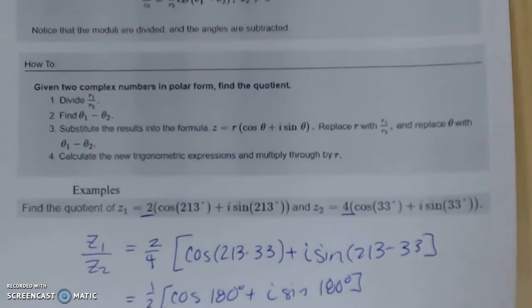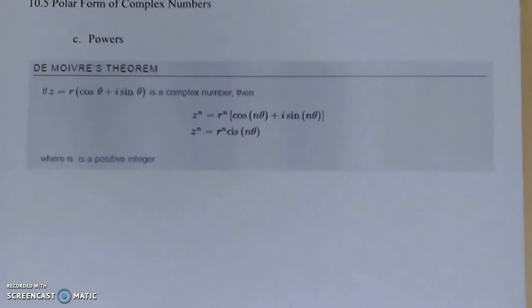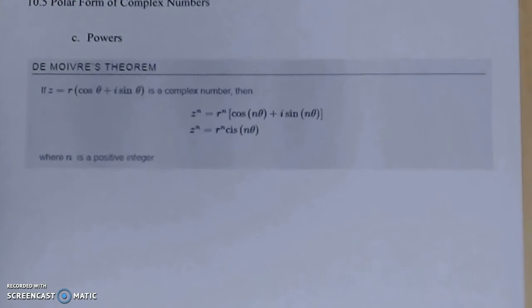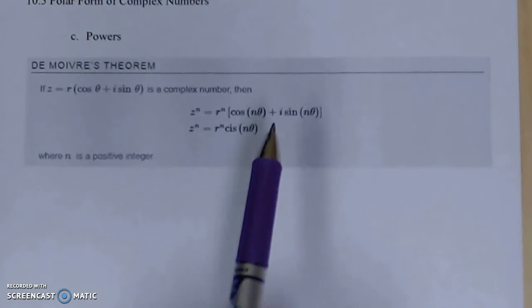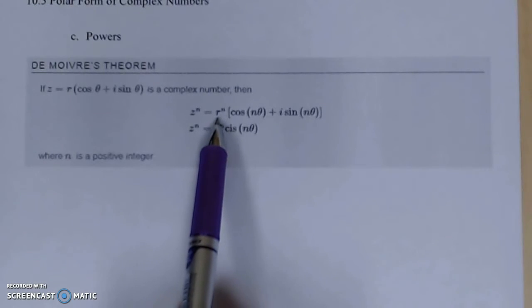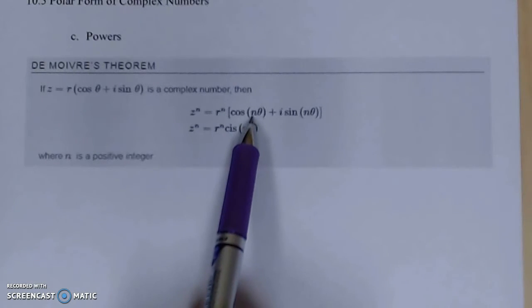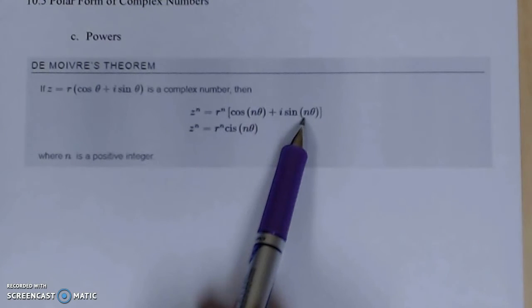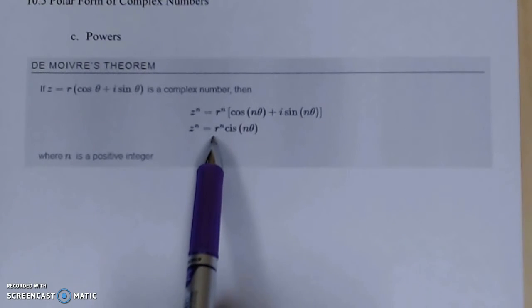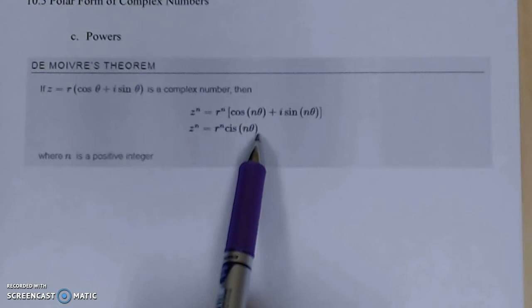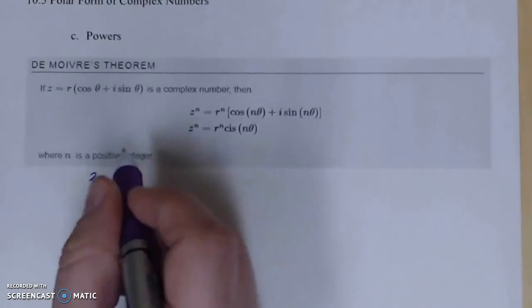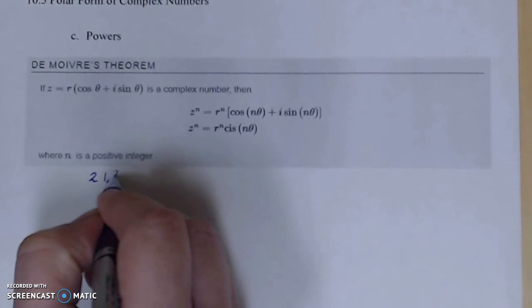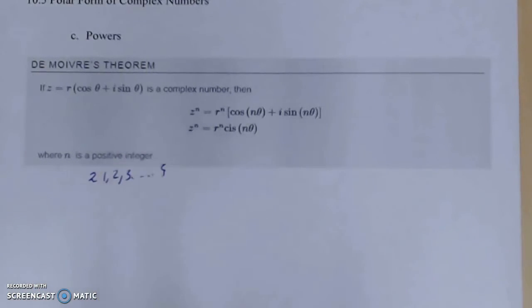So I just want to do some quick examples with the quotient. I want to expose you to the powers. And so it says powers is this theorem here, that if z is equal to r cosine theta plus i sine theta as a complex number, then you can raise your r to a power and then multiply that same number times your thetas and get r to the n cis n theta, where n is a positive integer, meaning 1, 2, 3, etc.